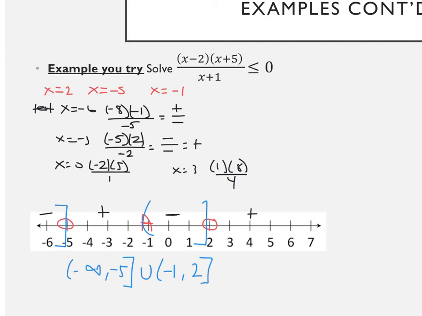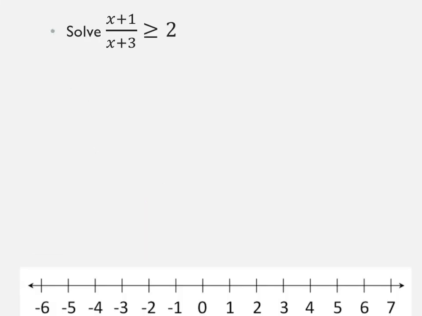Okay, so hopefully for this one you had -infinity to -5 with the straight bracket, and then from -1 to 2 ending with the straight bracket. Remember, -1 gets a parenthesis because that's when the function is undefined. In this last type of problem, this inequality does not equal 0. So in order for us to do this type of question, we have to make it equal 0. So we have to subtract 2 on both sides of the inequality.